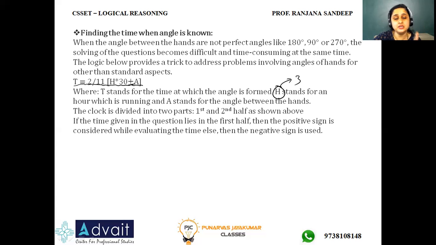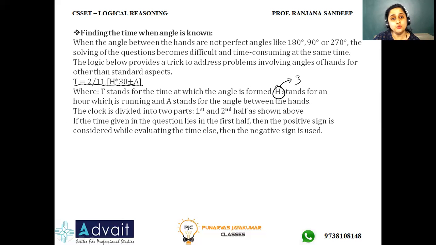Between, when I say between, we are not going to include the endpoints. So exclude 4. When I say between, here we are talking about the hour which is running. So when I say between 3 and 4, the hour which is running is 3. So the value of h will be 3. And the angle will be given. So the angle should be known. Only then you can use this formula. So T is equal to 2 by 11 into h into 30 plus or minus a.